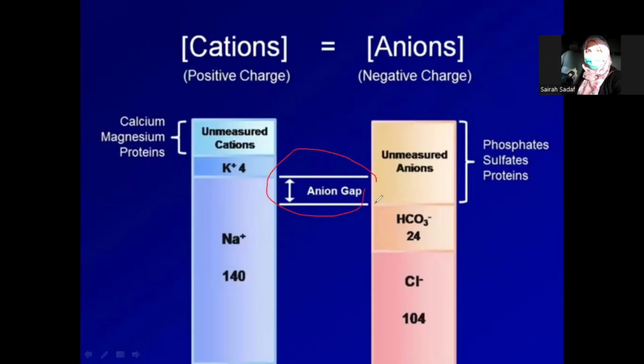This is the anion gap. This is unmeasured anions, and this part is formed by the unmeasured cations, and the difference between the two is the anion gap. In some pathologies, in some metabolic disorders, this part starts increasing. I hope you can see the cursor moving here. The unmeasured anion starts increasing in the blood, which causes an increase in the anion gap.